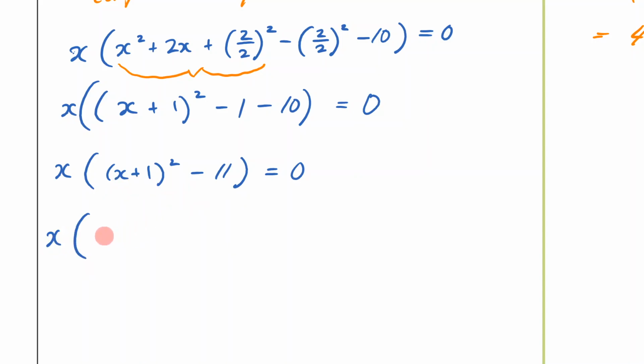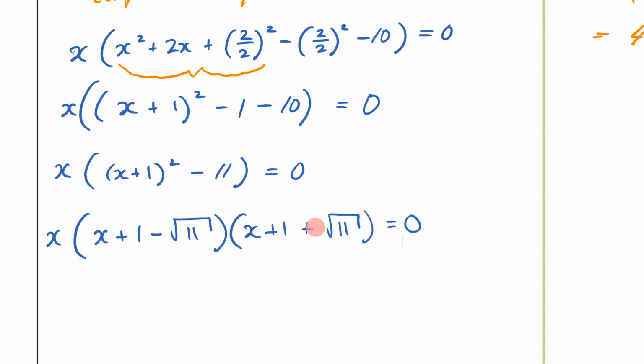I can go x plus 1, and then I can take this, and say minus the square root of this, then close that bracket, open it up, and then go x plus 1 again, and then go plus the square root of this. And now it's perfectly factorized. If you want to see why this step is possible, expand this out, and you'll see you arrive back at this.